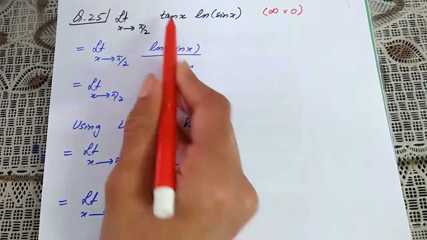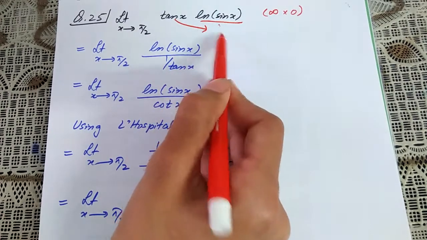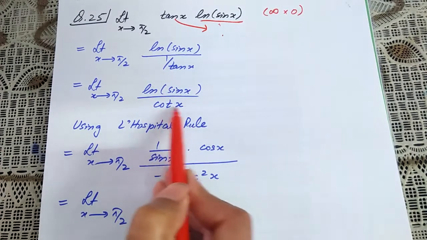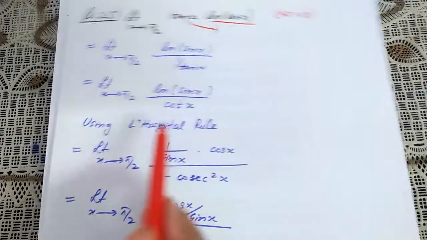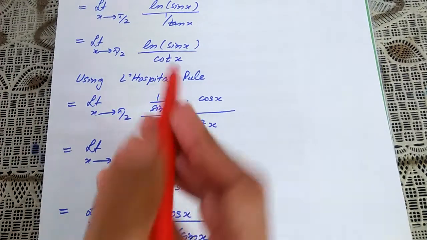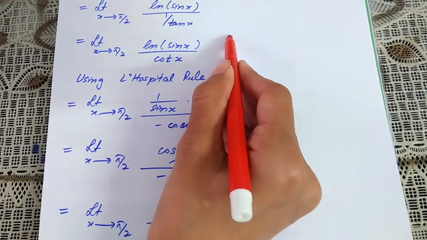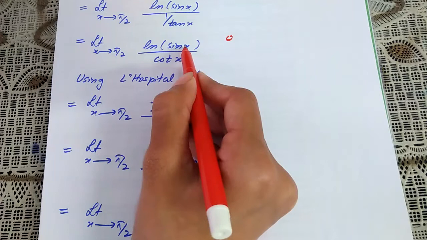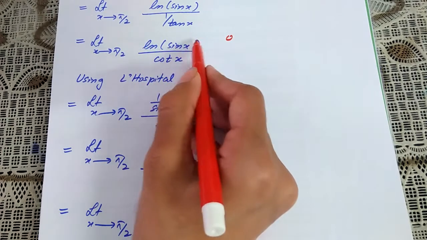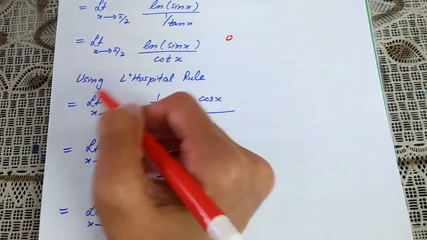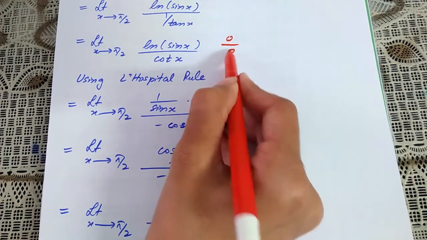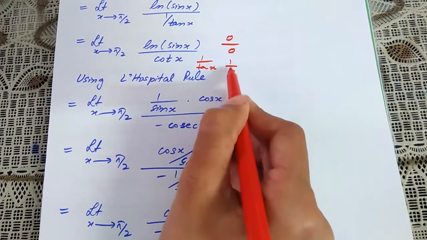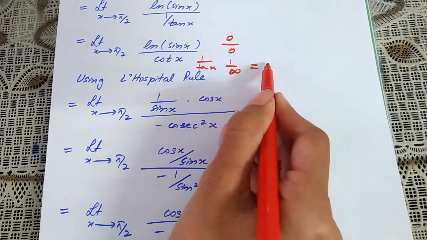We got ln sine x, and move this tangent x down into the denominator, like 1 over this form. 1 over tangent x can be written as cot x. Use the L'Hopital rule now. Because we will get 0 here: sine of pi by 2 will be 1, and ln 1 is 0. And here we will also get 0, because cot of x is 1 over tangent x, 1 over infinity, which will also be 0.